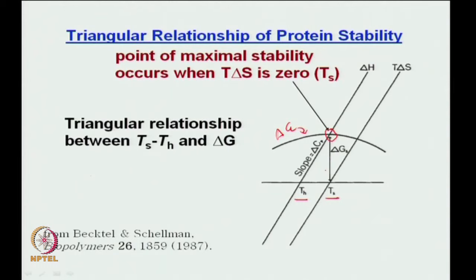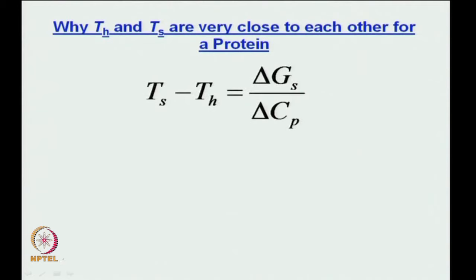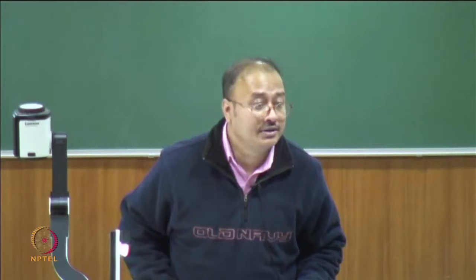But I guess the take home point of this one was why Th and Ts are very close to each other for a protein. What we finally decided on was that this Ts minus Th, which we derived, is given by the dependence on the ratio of delta Gs and delta Cp. Now, it is called delta Gs because it is delta G at the temperature corresponding to S, the Ts.